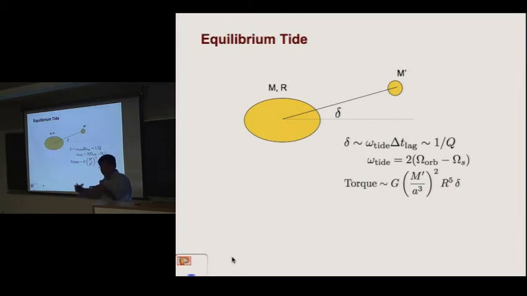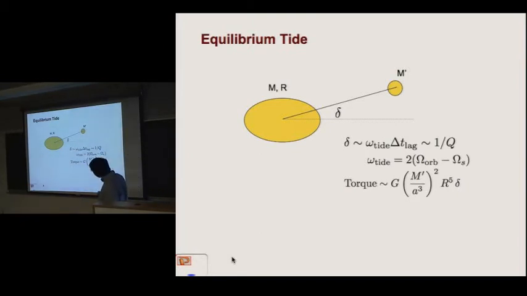Because a very viscous fluid will have a big lag angle. And this lag angle is roughly inversely proportional to the tidal Q parameter, the quality factor of the fluid. So we can parameterize this lag angle either by lag time or angle or this Q factor. That's what people usually do in this kind of discussion.